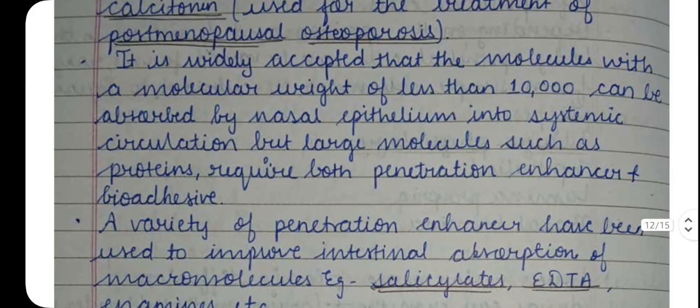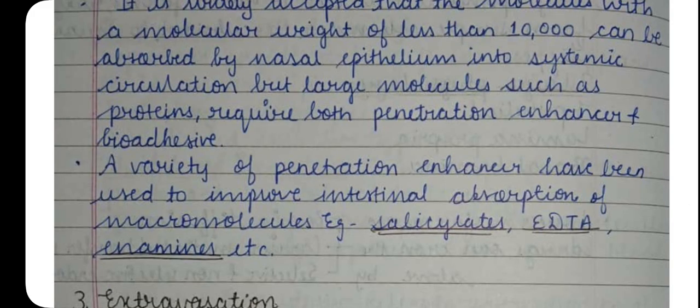It is widely accepted that molecules with a molecular weight of less than 10,000 can be absorbed by the nasal epithelium into systemic circulation, but large molecules such as proteins require both a penetration enhancer and a bioadhesive. A variety of penetration enhancers have been used to improve intestinal absorption of macromolecules. Examples are salicylate, EDTA, enamines, etc.